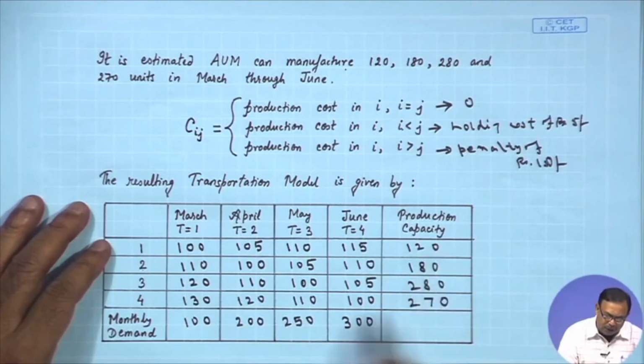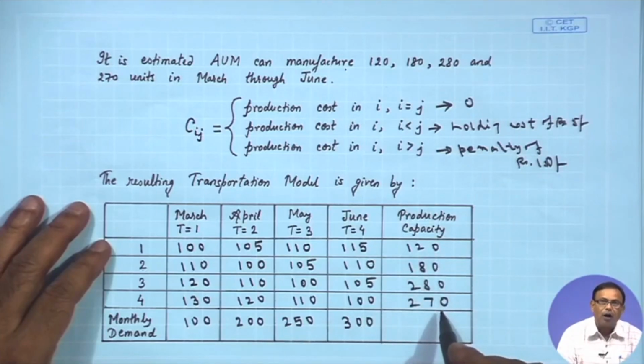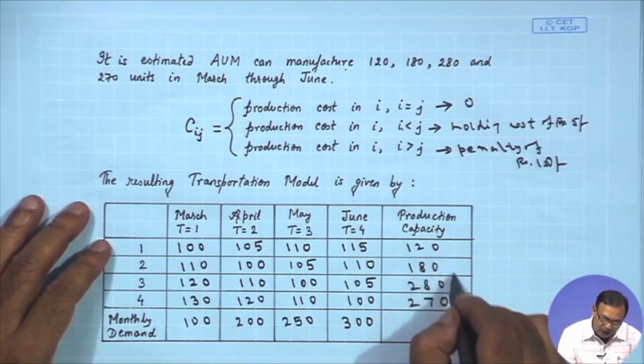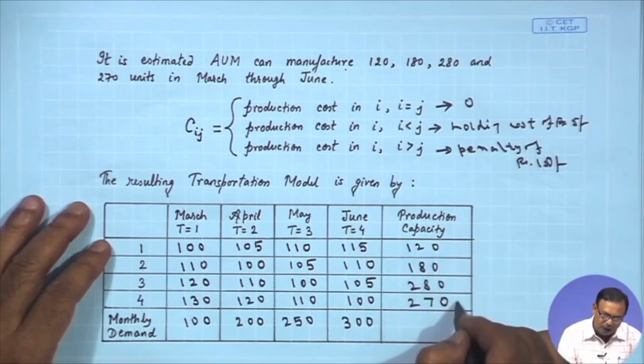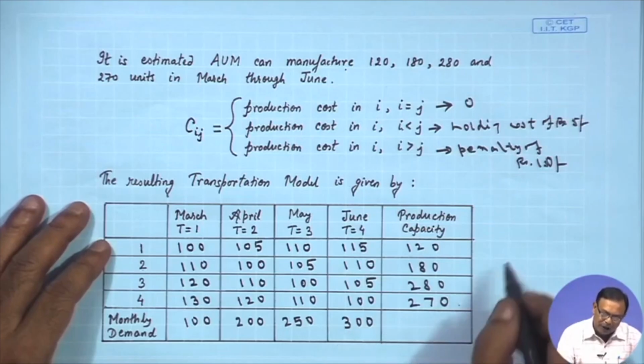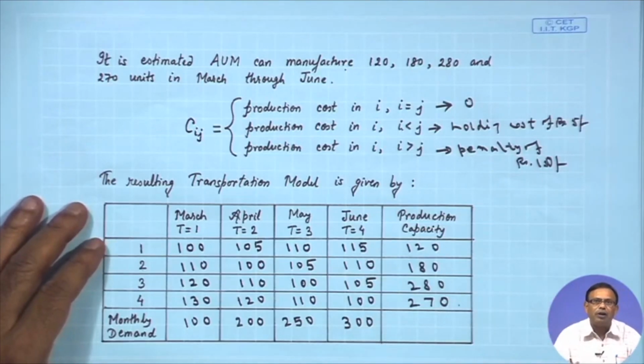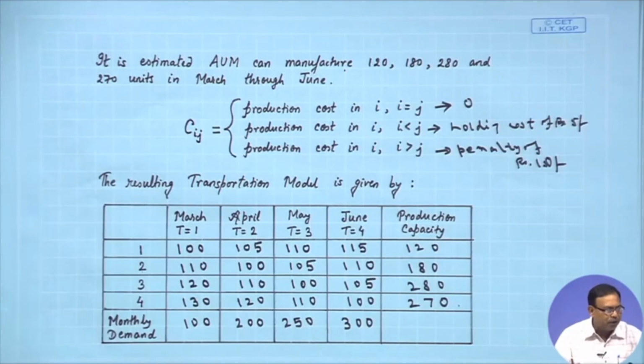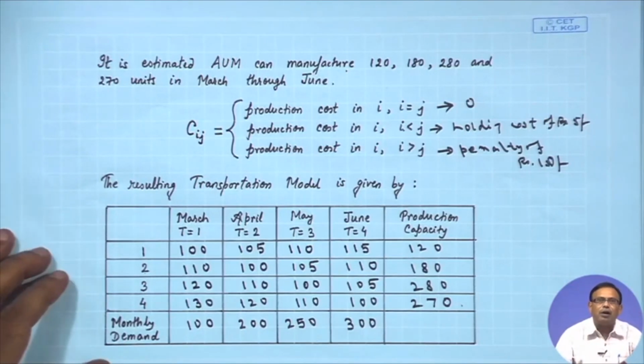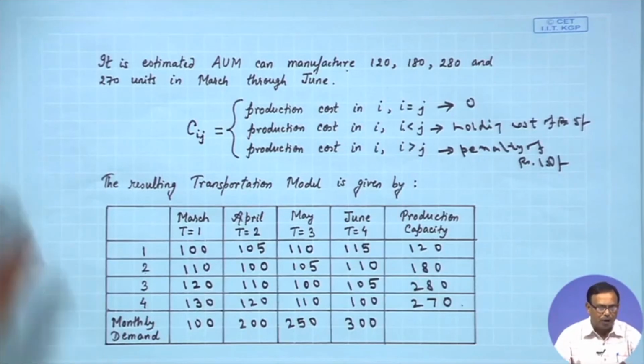If you add these 4, then we will see that the sum of the rows and the sum of the columns are the same. If this is the same, then we call it a balanced transportation problem. If it is not the same, then we call it an unbalanced transportation problem.